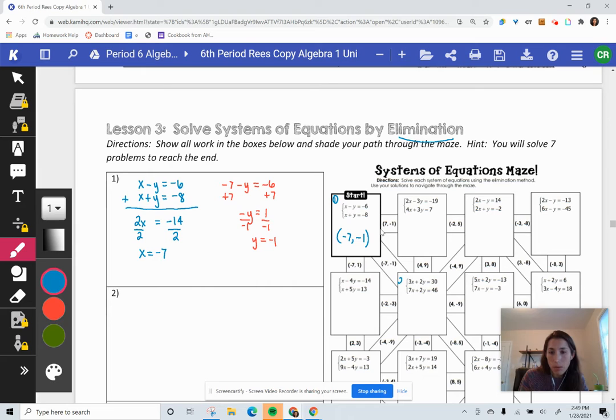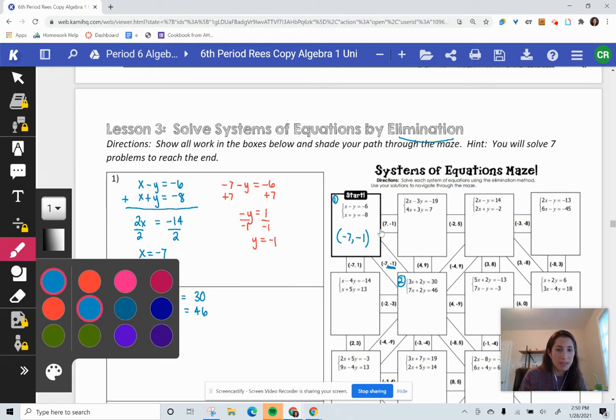That means this is problem number 2. This was our answer right here. So that's the path that we're taking on the maze. Now with this problem, we have 3x plus 2y equals 30. And then our equation below that, we have 7x plus 2y equals 46.